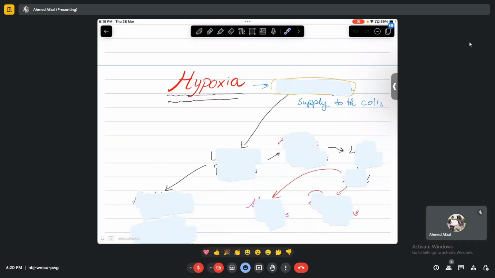So we'll start again. Let's try to go through this quickly and in a way that, for example, Ma'am Rama is joining for the first time. I hope she understands it. So let's begin. Hypoxia. What is hypoxia? Hypoxia is the lack of oxygen supply to the cells. Okay? Lack of oxygen supply to the cells. Now, what would that cause is the question.